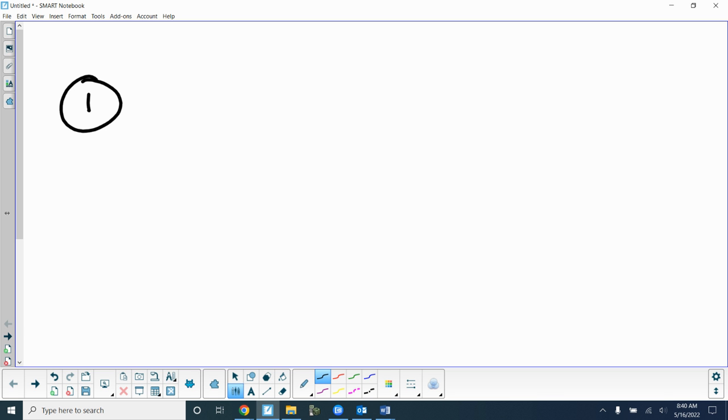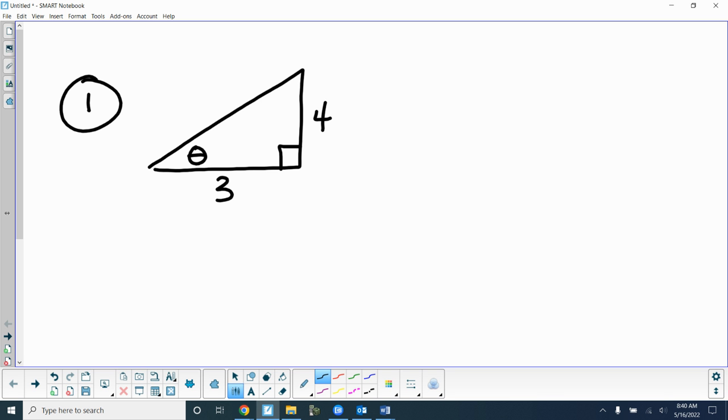Number one, we have a right triangle where theta is down here, bottom left, and side A was 3, and side B was 4, and side C was 5. So there's our picture, right? And all we had to do was find the three main trig functions. We didn't have to find all 6 of these. Okay? So remember, SOHCAHTOA are our 3 main, right?